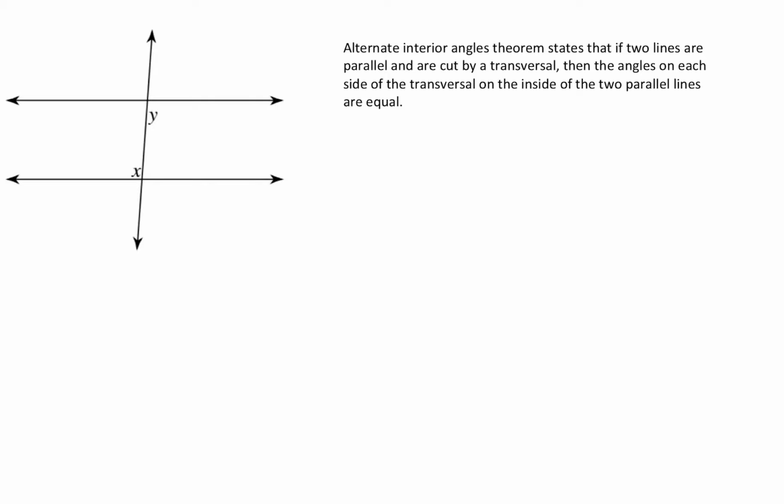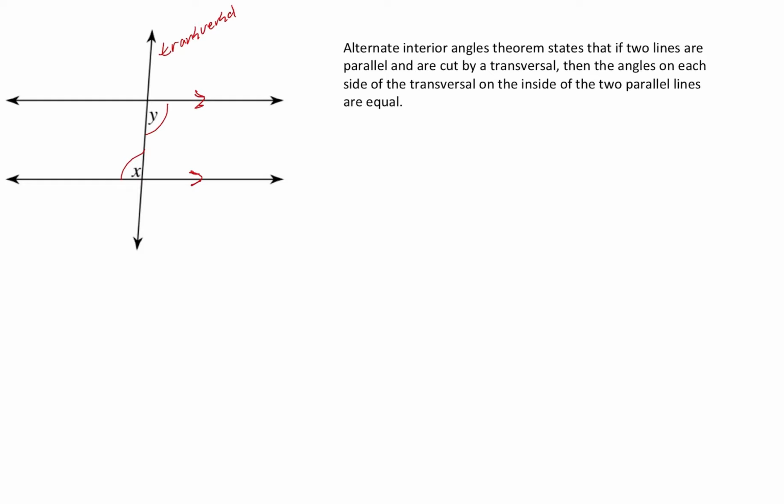So let's take, for instance, this figure. We have these two lines that are marked as parallel. They are cut by what we call here a transversal line. That transversal cutting through two parallel lines forms angle X and angle Y.